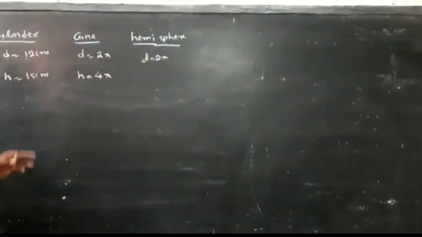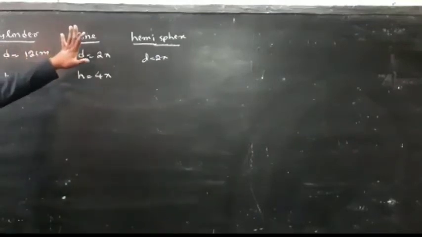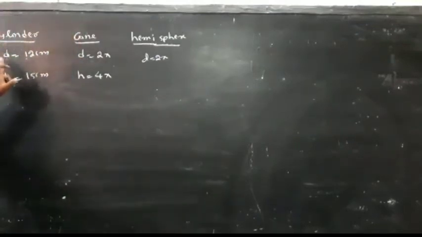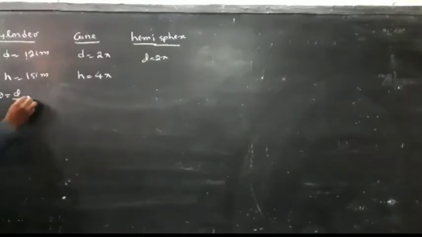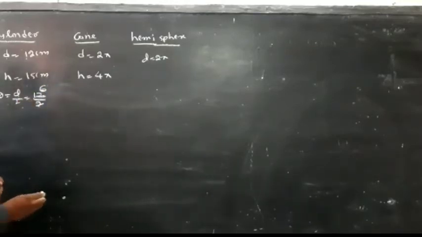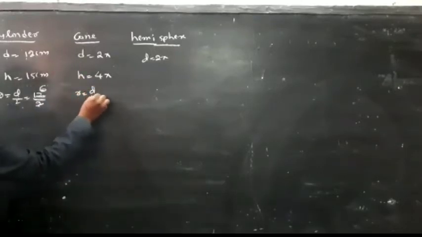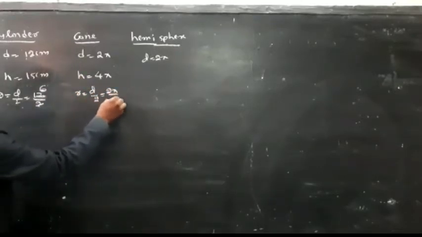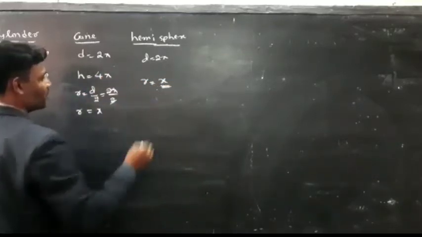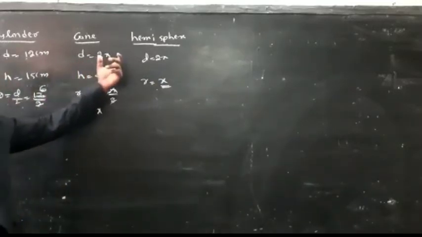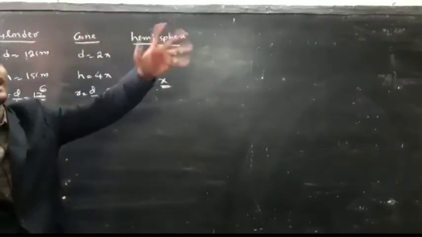So students, we have three figures in that problem. First figure, cylinder. What is the diameter? 12 centimeters and height is 15 centimeters. If you know the diameter, you have to find the radius. r is equal to d by 2, which is 12 by 2, which is 6 centimeters. Here also, r is equal to d by 2, which is 2x by 2. 2 and 2 get cancelled, so x. Similarly, the radius of the hemisphere is also x. Why? Because the diameter is common to the cone and also the hemisphere.